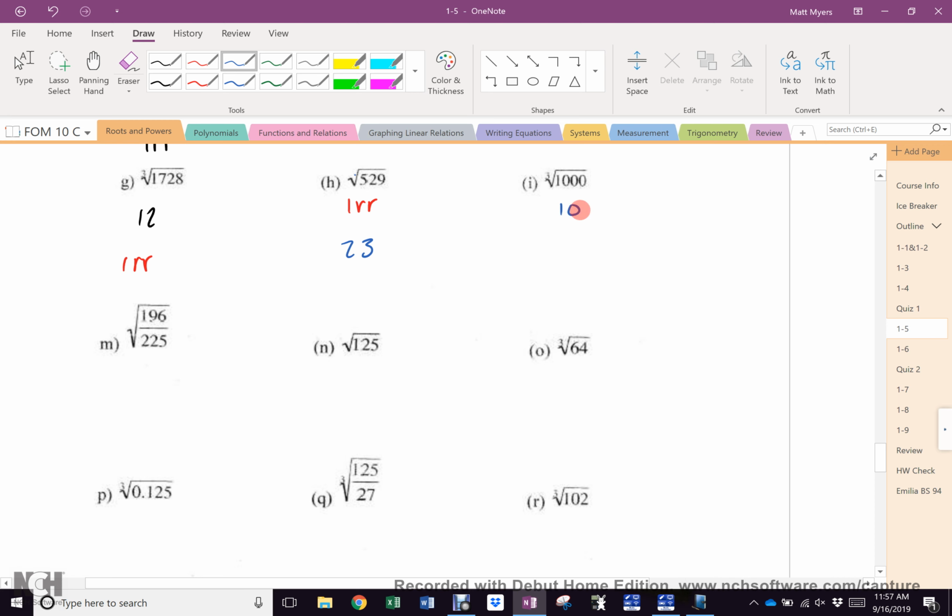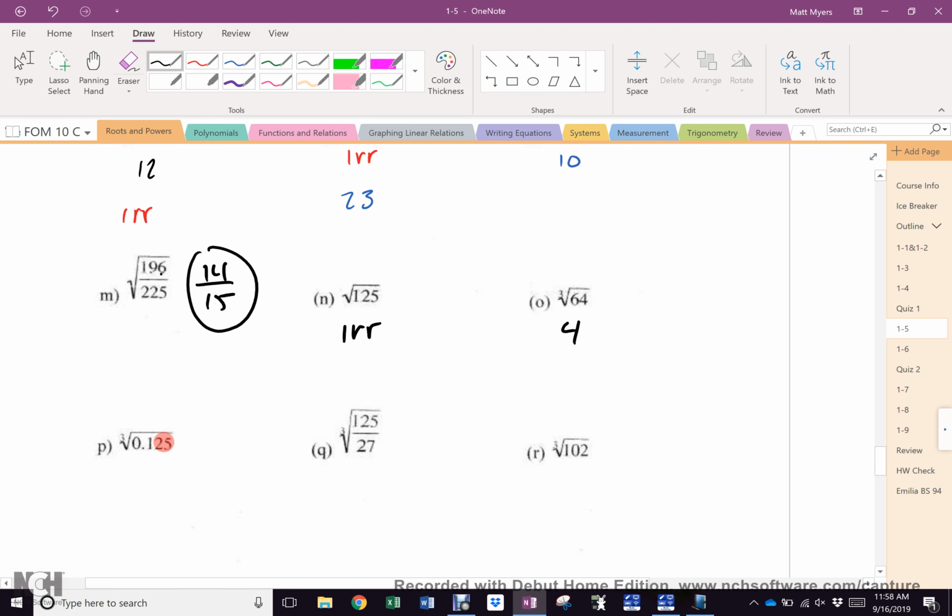Cube root of 1,000 we know is 10. If that wasn't there, do we know the square root of 196? It's on our list. It's 14. If that wasn't there, do we know the square root of 225? It's on our list. It's 15. So this must be the square root of this. This one we know is irrational because 125 isn't on our square root list. This is on our cube root list, so we know it's 4.